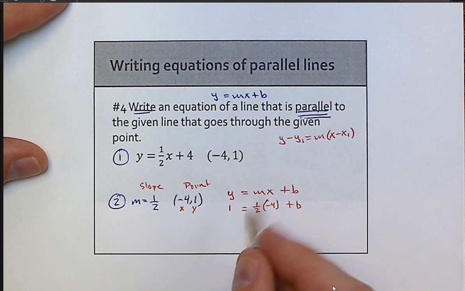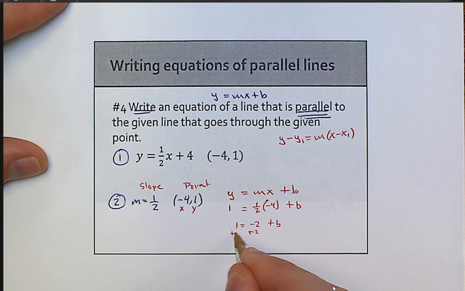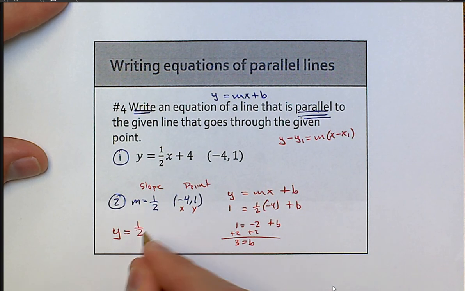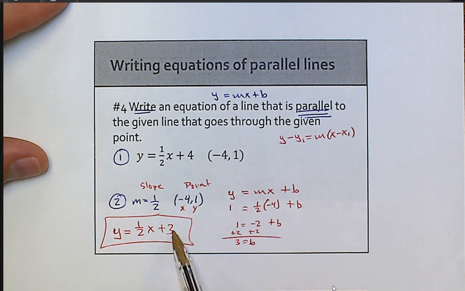So 1 equals -2 plus b. Add 2 to the other side, and I get 3 equals b. So what I just found is I can answer this question. It's going to be y equals 1/2 x, and my b value is 3. So that is an equation. I just wrote an equation of a line that is parallel to the first line.